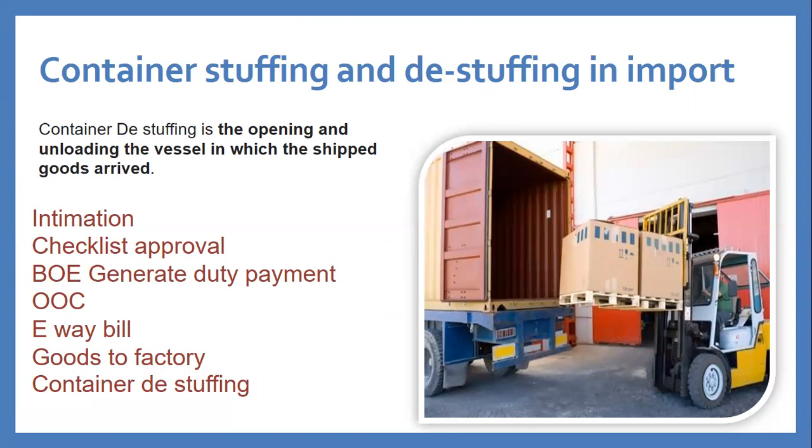There are some steps by which we can understand the entire process of this activity. Container de-stuffing is the opening and unloading of the container in which the shipped goods arrived. The container sent by the exporter reaches our factory, then our unloading or packing team will unload the container and distribute the cargo. This is how the process happens.